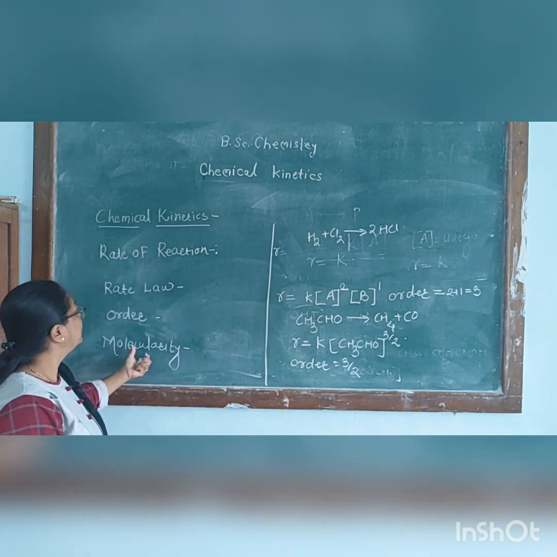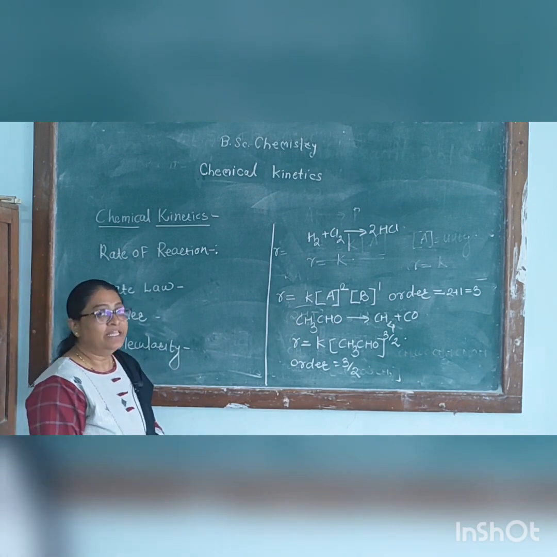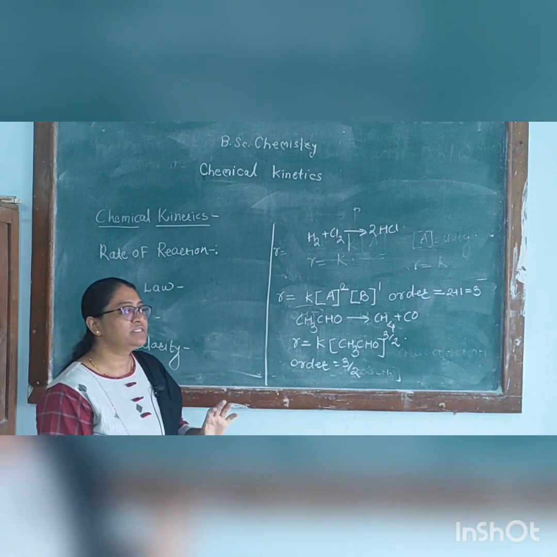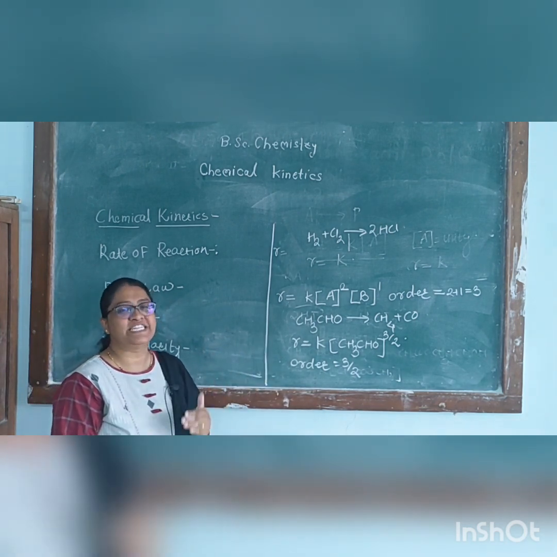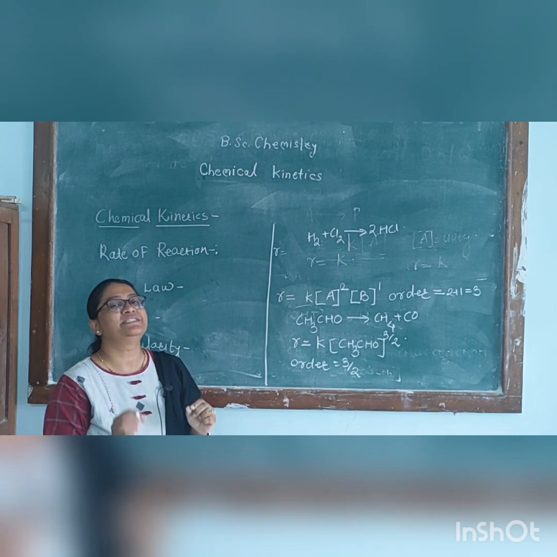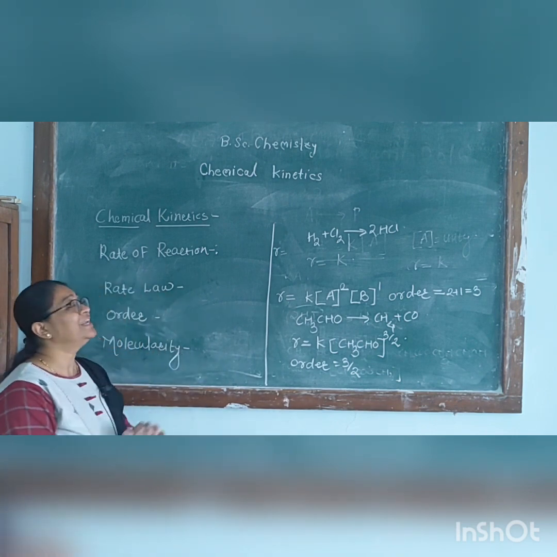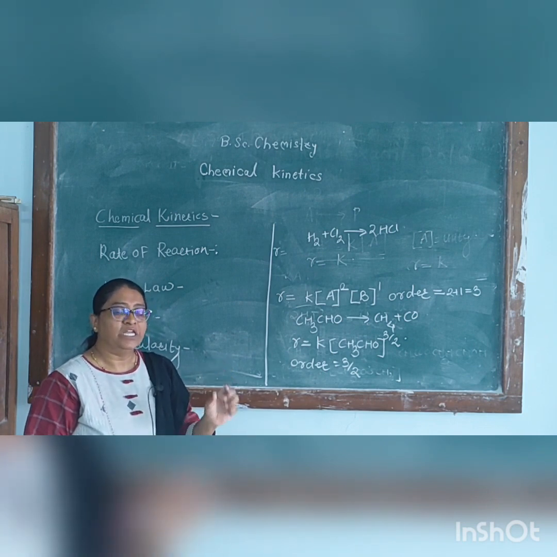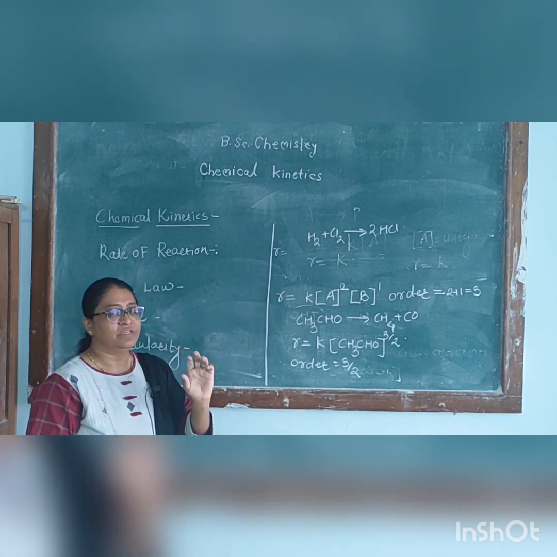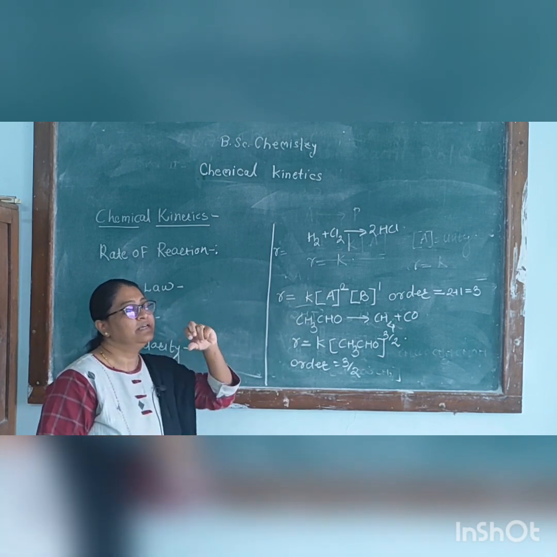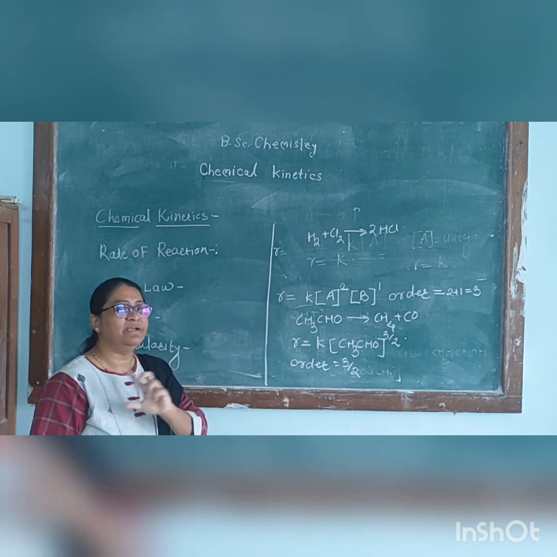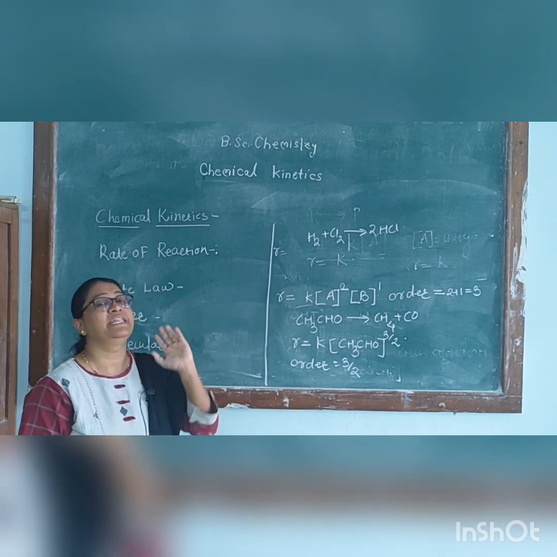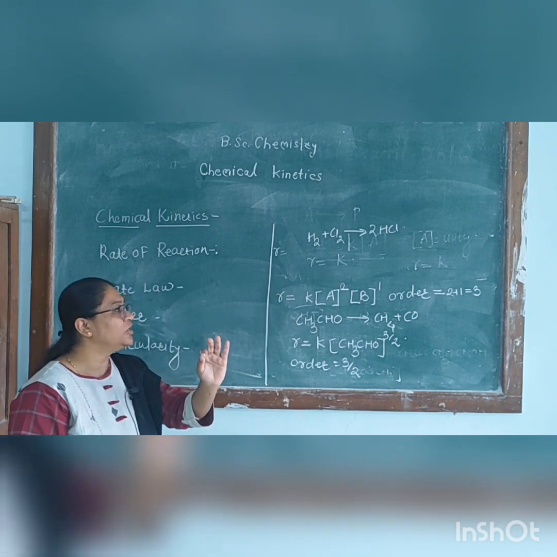And the last term in the kinetics is the molecularity. Now, molecularity is completely a theoretical concept. We know that some reactions can take place in many steps. So every step is called an elementary reaction, and the molecularity is the number of molecules involved in an elementary reaction. That means in a stoichiometrically balanced elementary reaction, the number of reactant molecules involved in it is called the molecularity of a reaction.